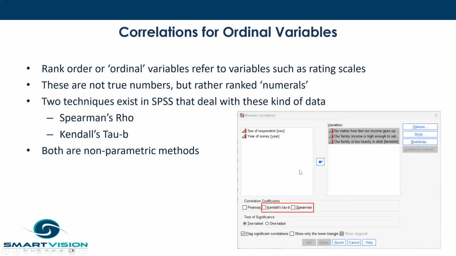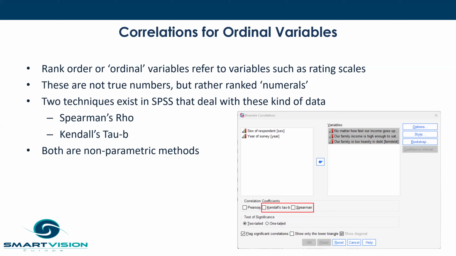Well, it turns out that you notice in the correlation dialogue here that Pearson is the default that's switched on, but there are these two other correlation coefficients. One's called Kendall's tau b, and one's called Spearman's. And rank order or ordinal variables refer to variables such as rating scales. These are not true numbers. We tend to think of rating scales as true numbers because we ask them to score from 1 to 7, but they're not real numbers.